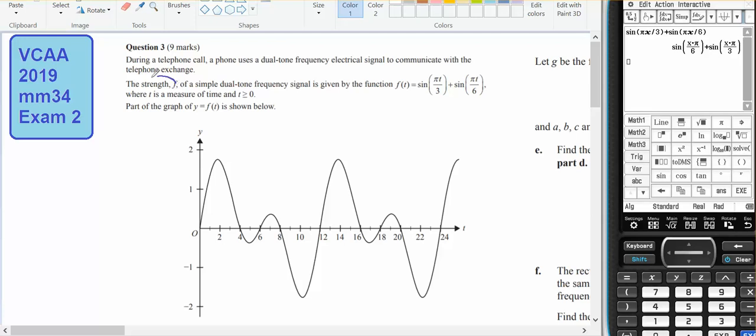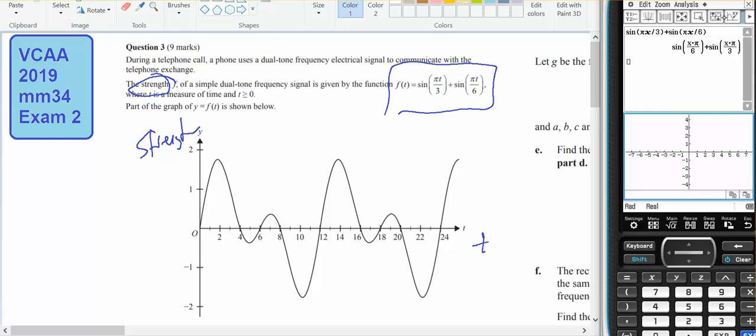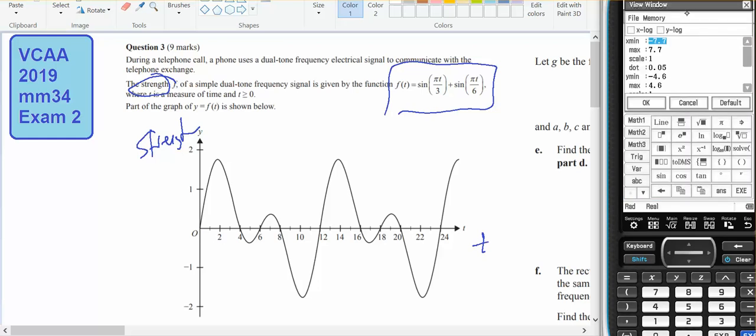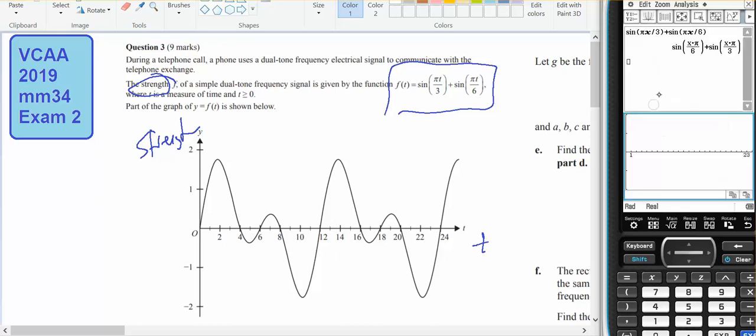Okay, so this is strength against time, and we have the addition of these two sine functions. So I've got that over here, and I might just bring it up onto the screen just to make sure that everything there matches. So I'm going to go from 0 across to 24, and I'm going to go up to 2. And that makes sense.